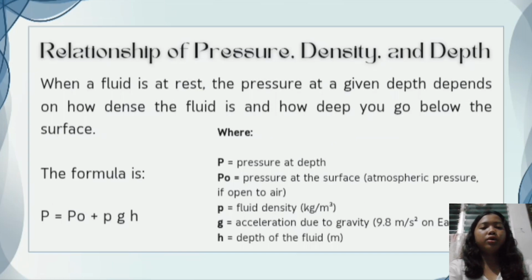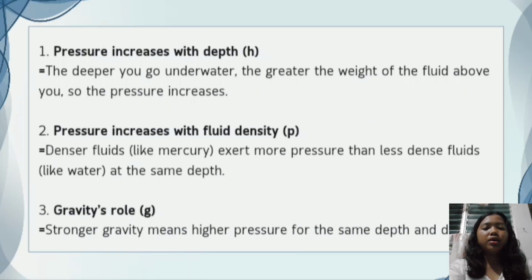And now let's proceed to the relationship of pressure, density, and depth. The relationship between pressure, fluid density, and depth is shown by the formula P = P₀ + ρgh. This means the pressure increases with depth because of the added weight of the fluid above. Pressure increases with density because denser fluids are heavier, and gravity also affects how much pressure is exerted. In short, the deeper you go and the denser the fluid, the higher the pressure.